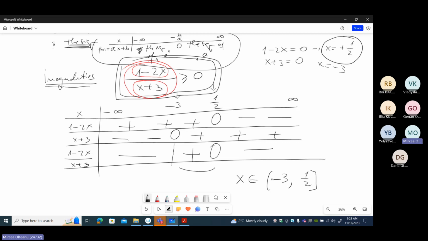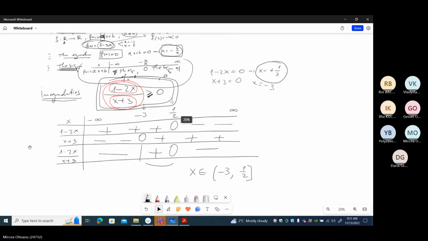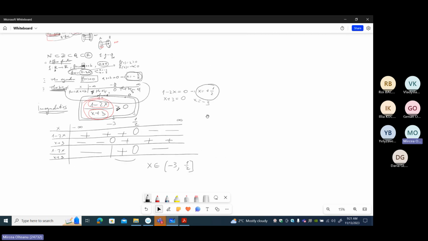At -3, it is open because at -3 it is meaningless. At 1/t it is closed because here we also have the possibility to be equal to 0, and at 1/2 it is 0. Okay, I know these are very simple things. I am sure that you already met this kind of thing, but I want to fix some notations and names. So we continue with the affine function.